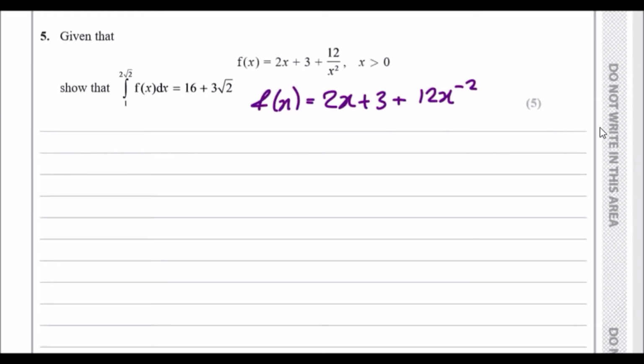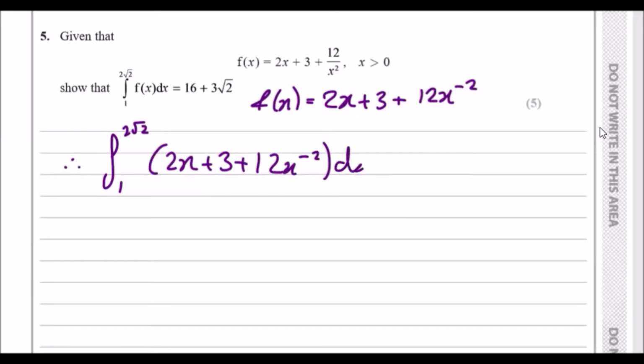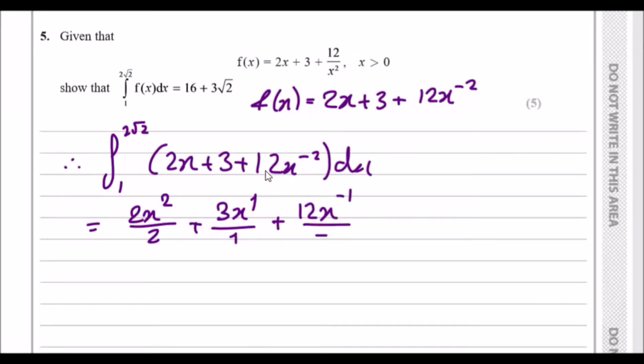Now, let's just integrate this. So integrating this function from 1 to 2 root 2, plugging this in. Well, what do we get over here? This is easy. To integrate, you just increase the power by 1 and divide. So 2x becomes 2x squared over 2. 3 is like x to the 0, so it becomes 3x to the power 1 over 1, which is the same. And the last one, 12x to the negative 2, if you add 1, it would be minus 1, over negative 1. And then we just put the limits down, 1 and 2 root 2.